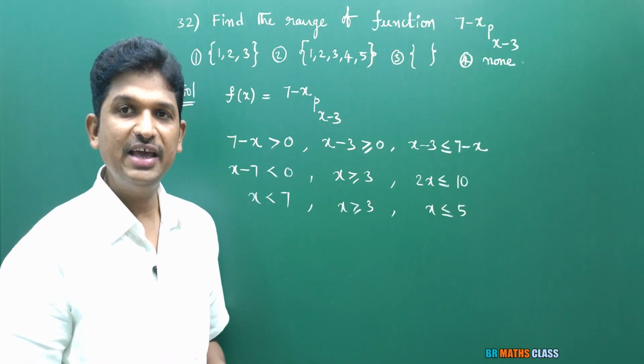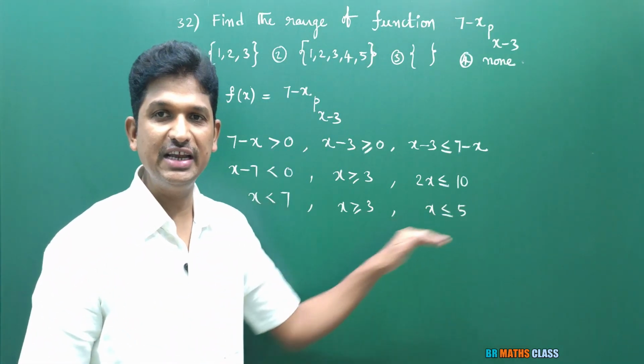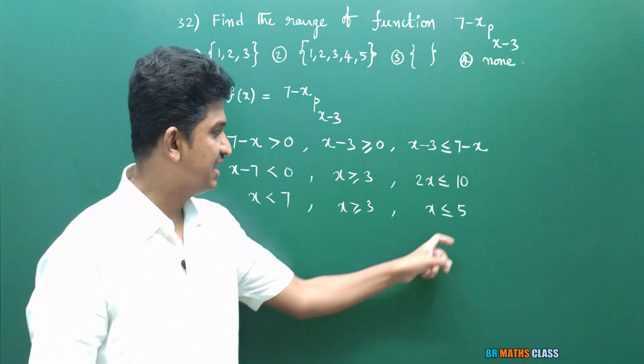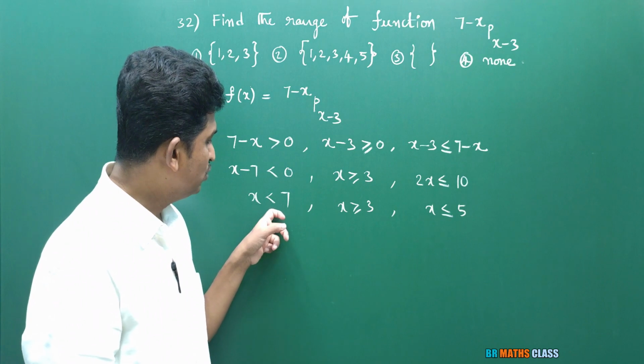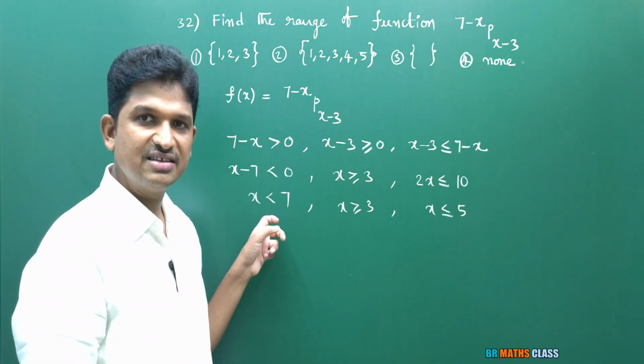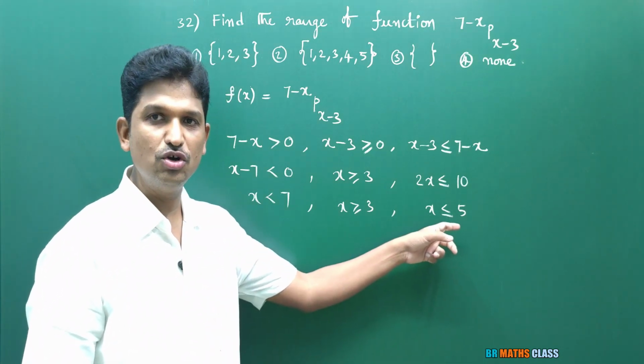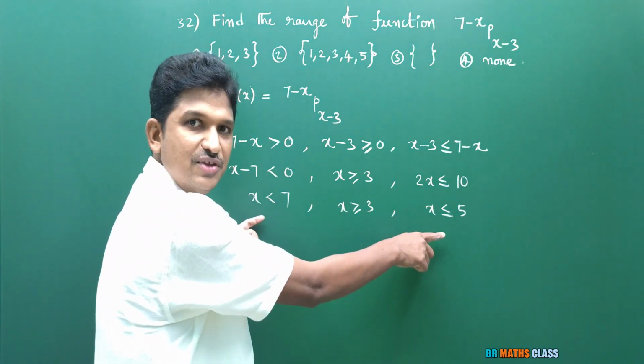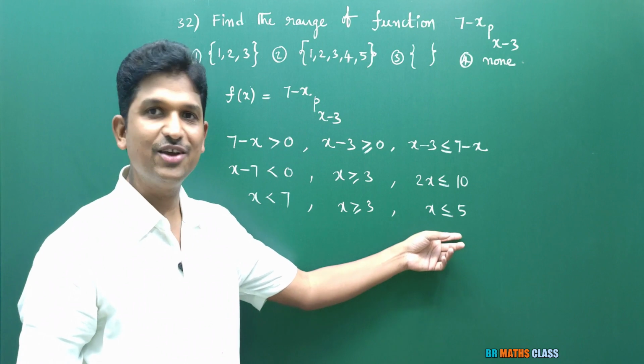Now I need to find x values which satisfy all three conditions. That means the intersection of all these three. Here you see a less than symbol, here also a less than symbol. If I do the intersection of these two, here this is x less than 7, here x less than or equal to 5. If I do the intersection of these two, what will I get? I'll get x less than or equal to 5.